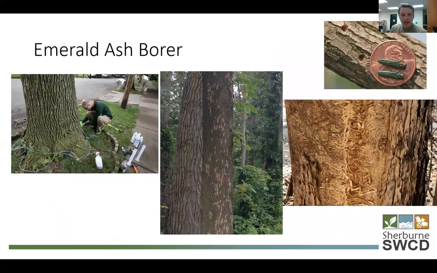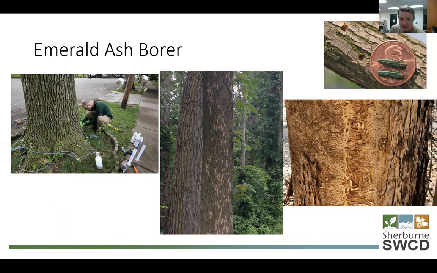Going on, emerald ash borer. I know I said I was only going to talk about plants, but this is something that's an invasive species. It's coming into our area. We're going to have to start dealing with it very soon. So when I say EAB, I am referring to emerald ash borer. So just keep that in mind.